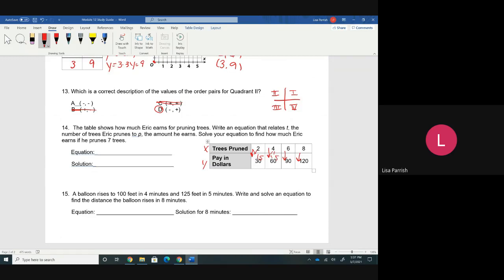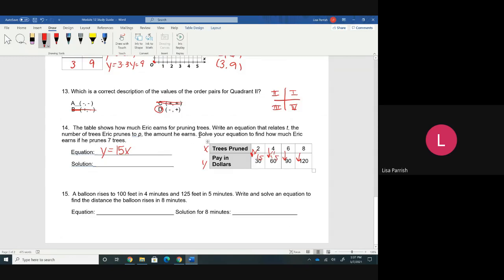So these would be times 15. So my equation is y equals 15x. Okay, so the first part of my problem wants me to write an equation. My rule is times 15. So 15x, y equals 15x is my equation.